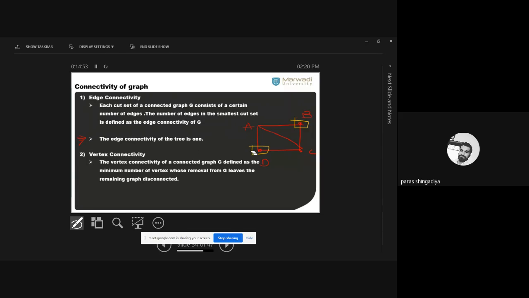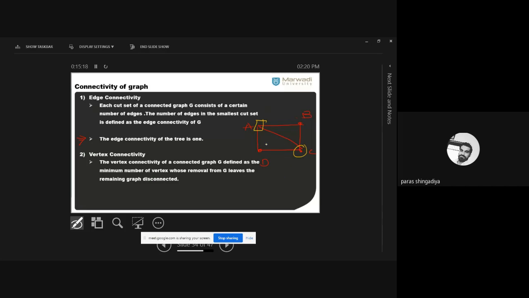But in place of B and D, if I delete A and C, then all the edges of the graph will be removed. With A and C, all the edges will be deleted. Then in that case we'll consider one more example. In that case it is not possible. So here A and C we consider our answer.